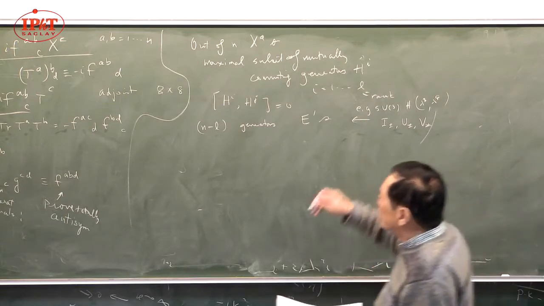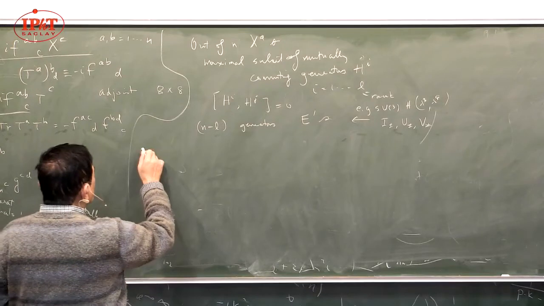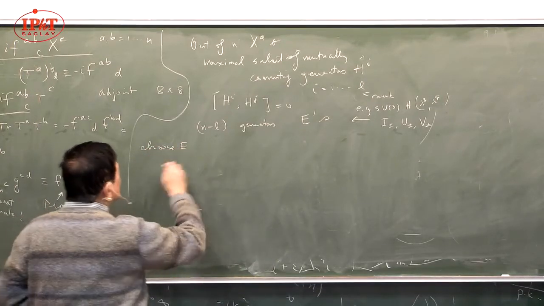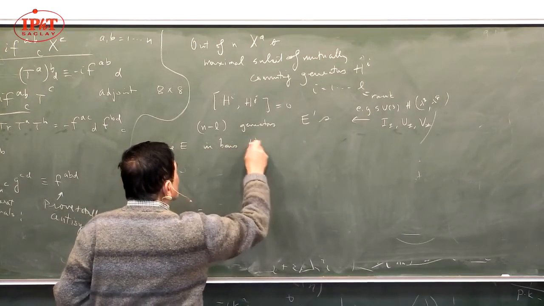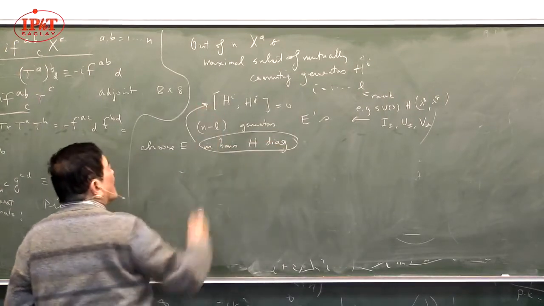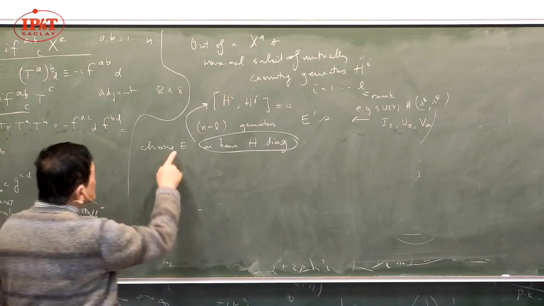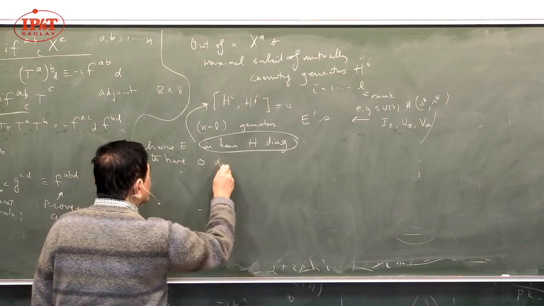Now, a trivial lemma is that we can choose the E's in a basis where the H's are diagonal. So as I said, since they commute, they could be simultaneously diagonalized. So we can choose the E's to have 0 diagonal elements, along the diagonals.